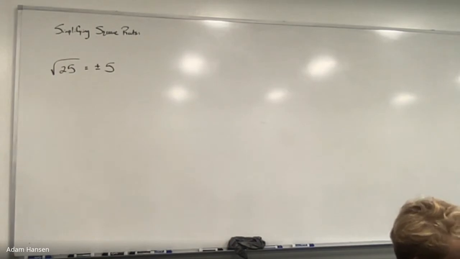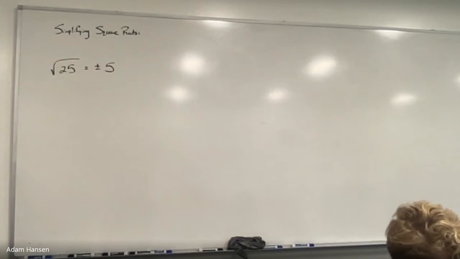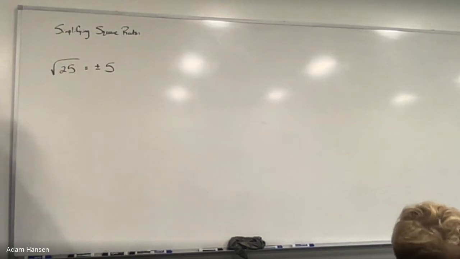5 times 5 is 25. Negative 5 times negative 5 is 25. So the square root of 25 is both plus and minus 5. 25 is pretty easy. You all said 5 because 25 is what's called a perfect square.